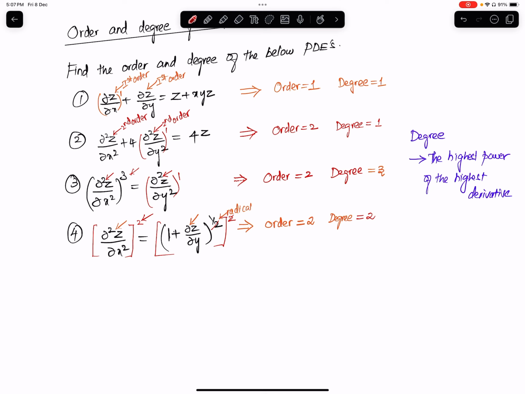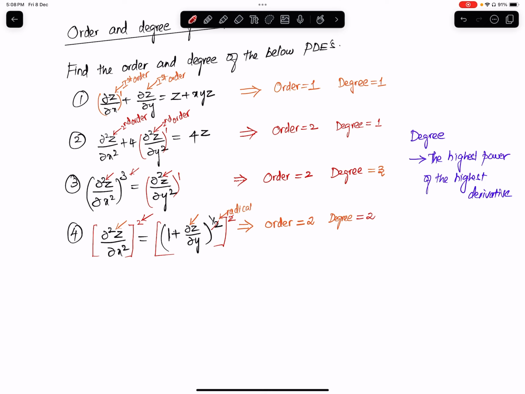Don't forget, in this question what I try to insist is that whenever you want to write the degree, you have to be very careful. First check whether there is any fractional power. If there is, first remove it. Sometimes we may also have negative powers; those should be removed as well. Once you remove the negative powers as well as the fractional powers, then find the degree. So this is the way to find the order and degree.